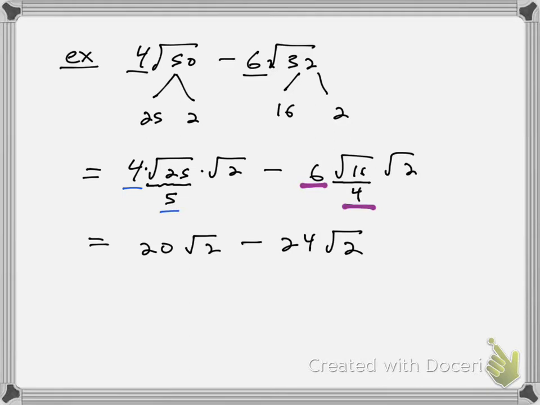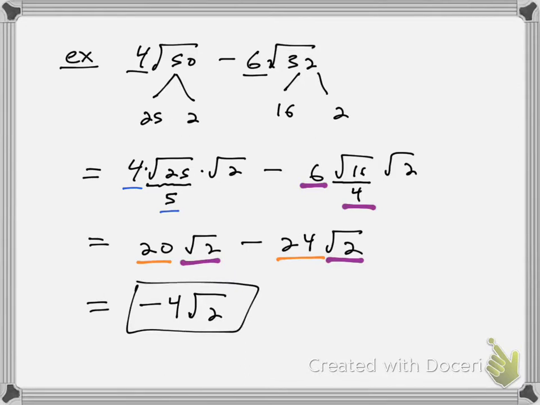Now they're like terms, aren't they? Because they both have this square root of 2, and they both have this coefficient right here. So I do 20 minus 24, which is negative 4 square root of 2. So sometimes you may actually have to simplify both of them.